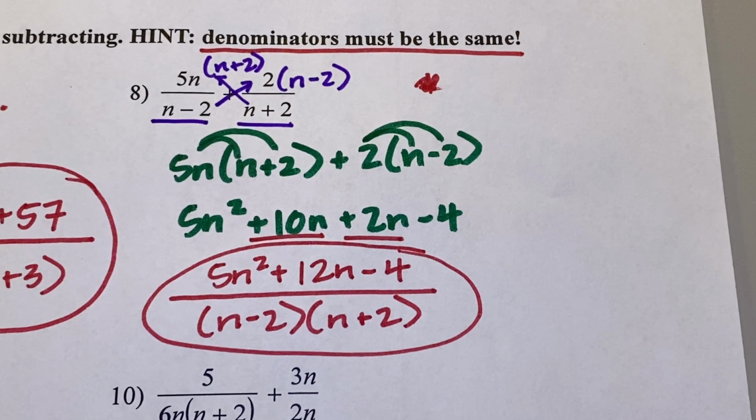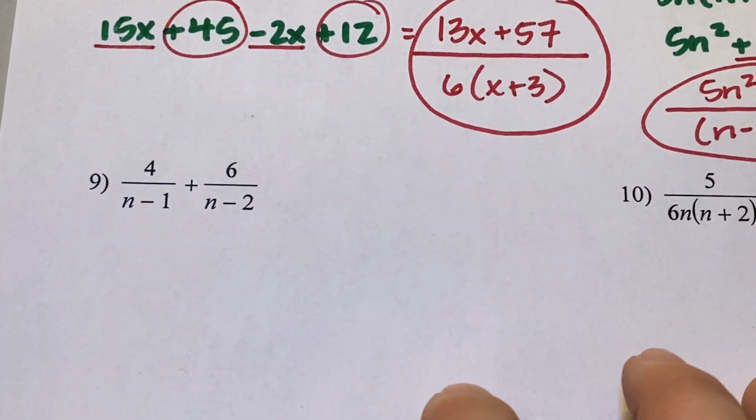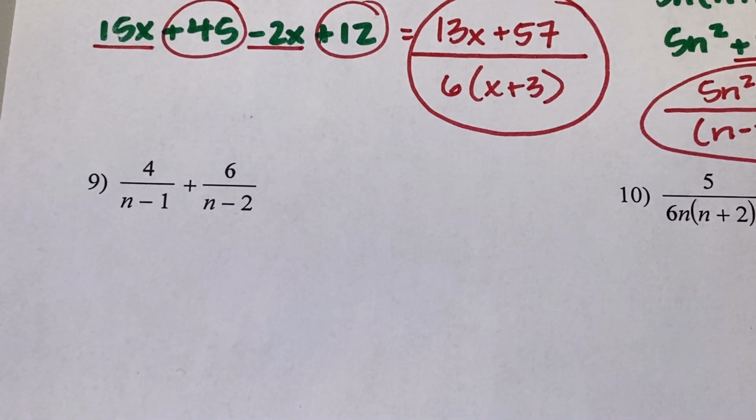I'm feeling nice here. We're going to go ahead and skip number 10. Let's finish up with number 9. We're not done with this number 9 right here. Are my denominators the same? No. Nope. So we've got to fix that. We've got to make them the same.